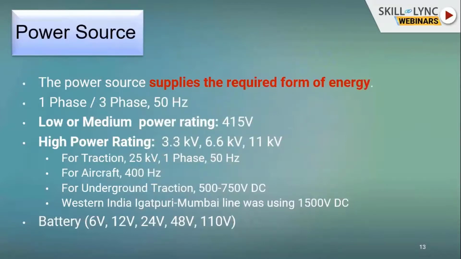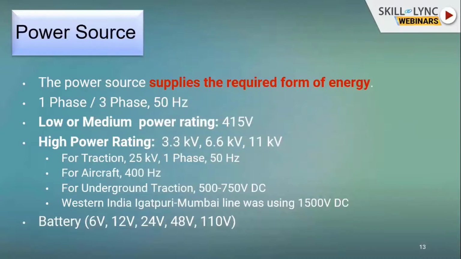Okay, then the next thing comes into the five main functional blocks which I have told, out of which the power source is there. The power source supplies the required power or required form of the energy. It can be AC or it can be DC. In case of AC, it can be single phase AC or three phase AC. Different frequency ranges can be there. We generally use 50 hertz, and other countries are using 60 hertz. There can be low or medium power rating. There can be high power rating like 3.3 kV, 6.6 kV, 11 kV, etc.